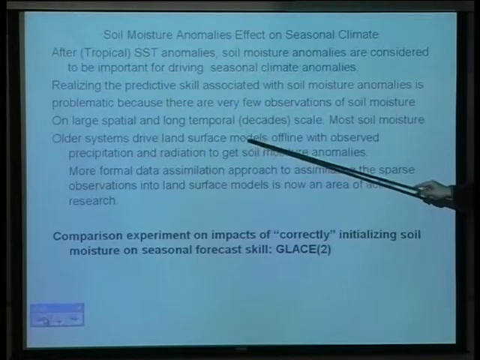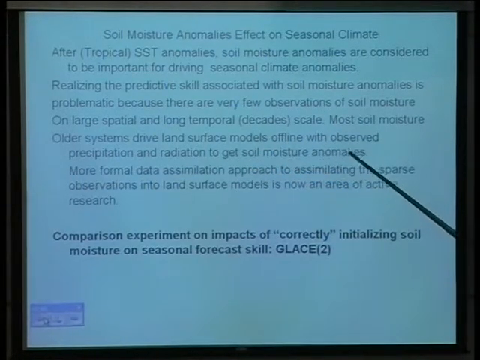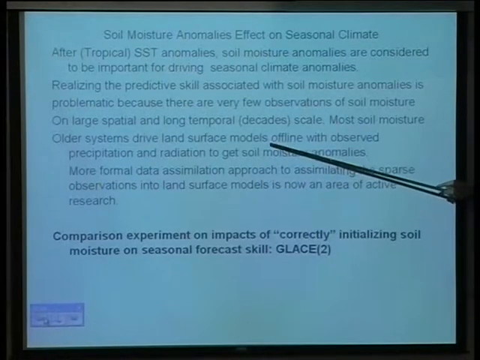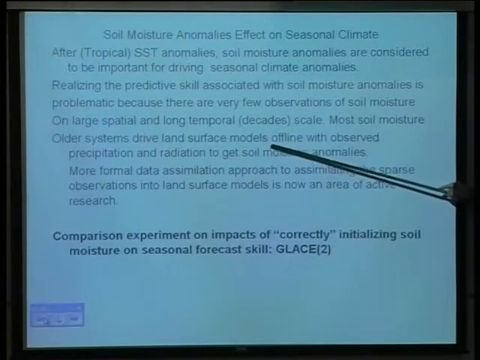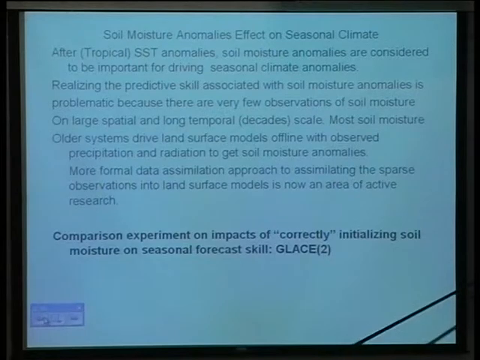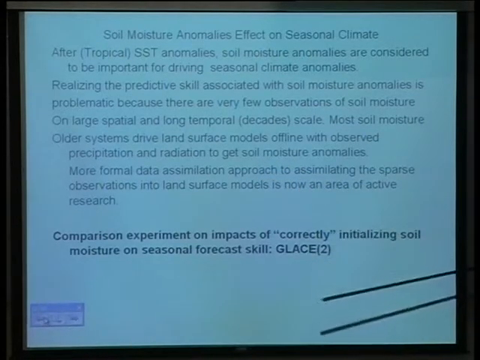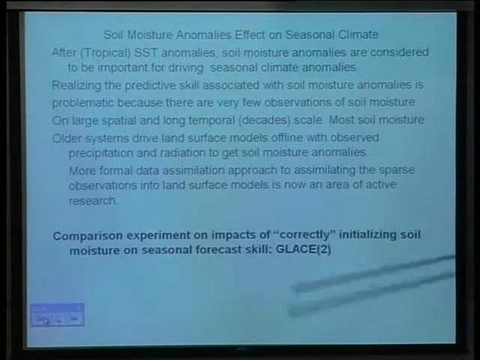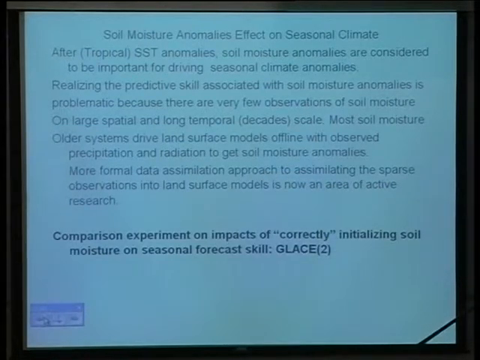They just drive the land surface model offline with observed precipitation and radiation to get the soil moisture anomalies. This has the advantage that the state that is produced is in good balance with the model, but it uses very little observational data except for the surface fluxes. So this more formal data assimilation approach to assimilating these sparse observations is an area of active interest and research, especially at NASA. NASA and the U.S. Weather Service are doing it as well.